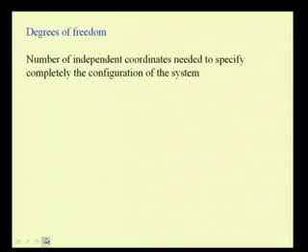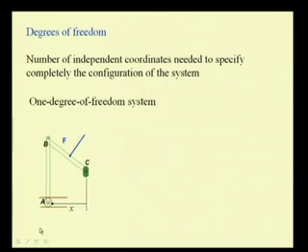Now, let us define what we mean by the degrees of freedom of a system. The degree of freedom is nothing but the number of independent coordinates needed to specify the configuration of a system completely. So, let us take one example of a 1 degree of freedom system, where we define the configuration of the system completely by specifying only one coordinate.